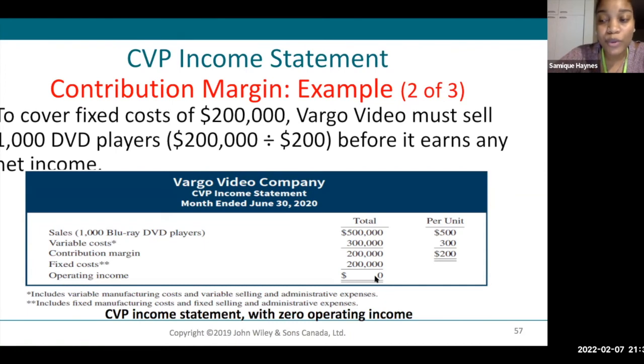What do we call it when we have an operating income of $0? When we only have enough contribution margin to cover our fixed costs, that's it, and we have a $0 operating income. What is that called in accounting? Break even. Very good. So that is what break even is, where our profit is $0. Our sales is equal to our total cost.